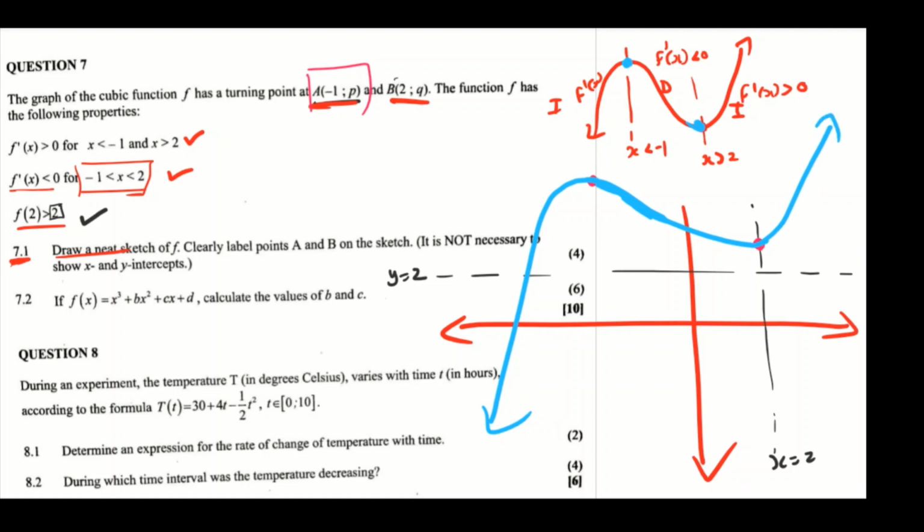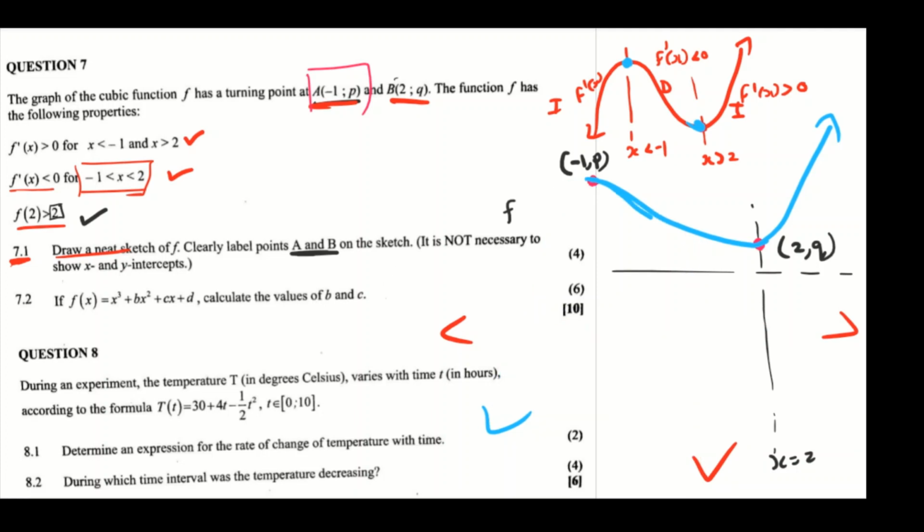So what's mostly important for this specific question is to indicate your turning points of -1 and p, and here your 2 and q. You get all your marks. This is a graph of f. All your marks for this. As the instruction said, we only need these 2 points, right? So that's how you should write down your shape or your sketch of the graph of f.